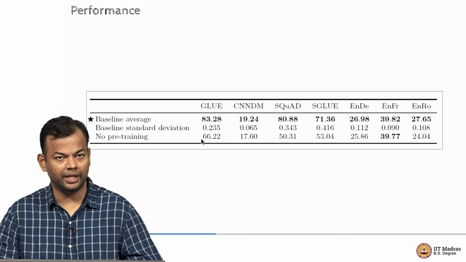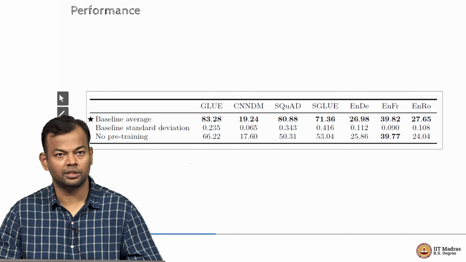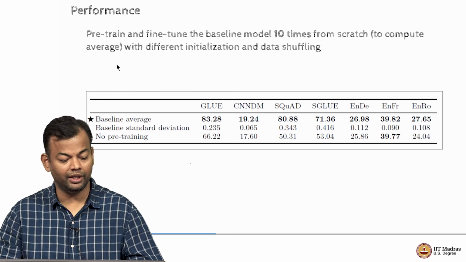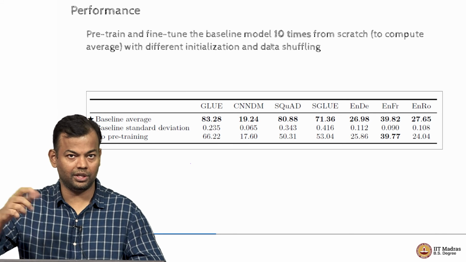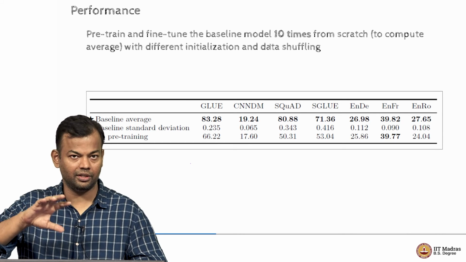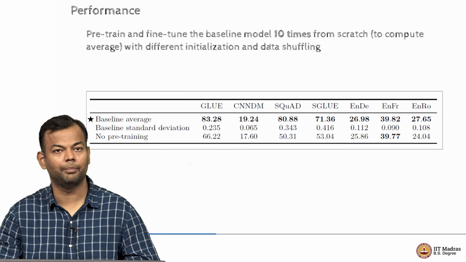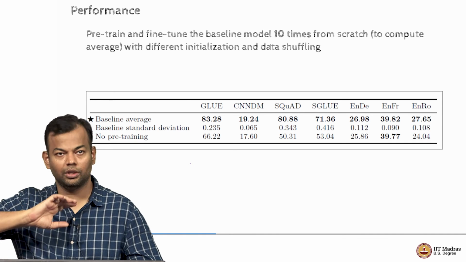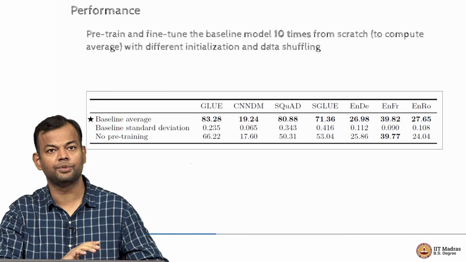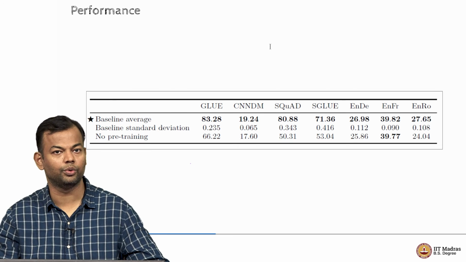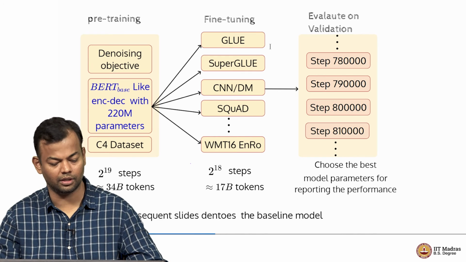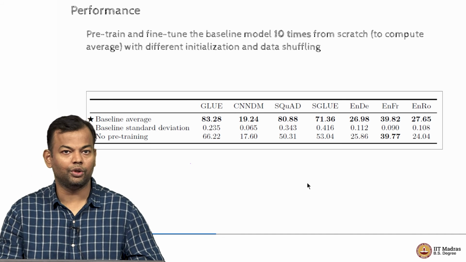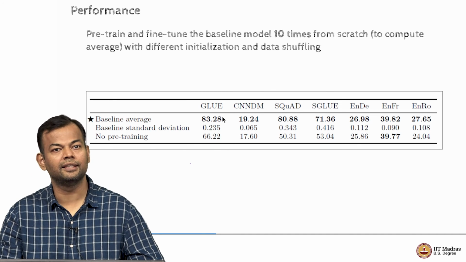Okay, so now they did this, and this star here is the baseline model, which is what they trained. And what they did is that they did this 10 times. So they started with a scratch configuration. That means there are these 220 million parameters in the model which are randomly initialized. Now you did the pre-training for 2 raised to 19 steps. Then you did the fine-tuning for 2 raised to 18 steps, right? And then you got the final model that you evaluated on all of those tasks, and this is the performance that you got.